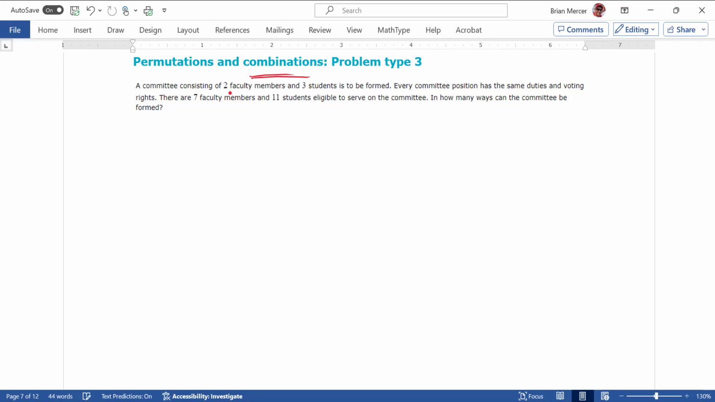The tricky thing is we're selecting 2 faculty members out of 7, and we're selecting 3 students out of 11. So we're going to have 7C2, selecting 2 faculty members from the 7. We need to figure that out. And we're going to have 11C3, so selecting 3 students from that group of 11 students. So we'll figure that out. Let's go do that just quickly.